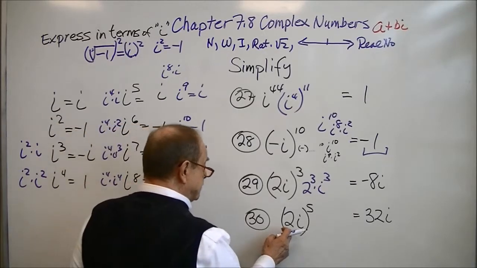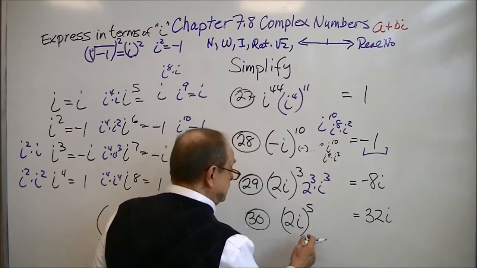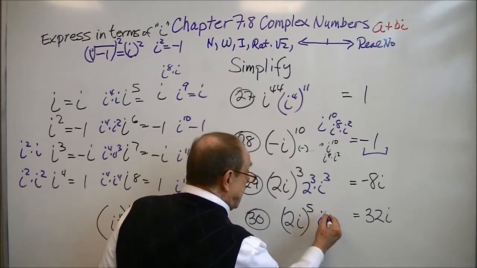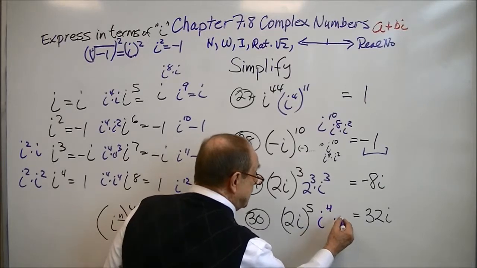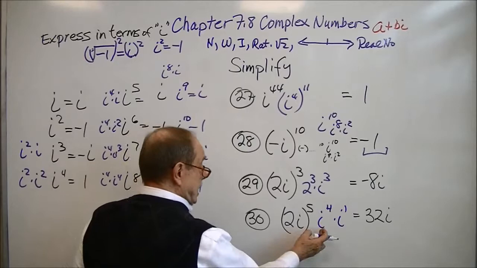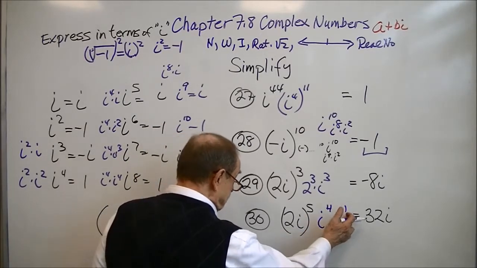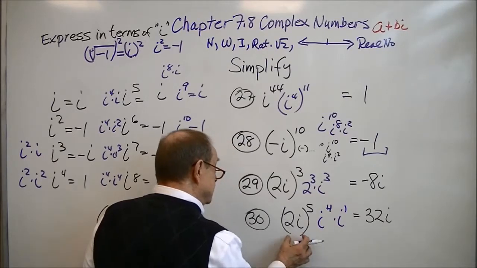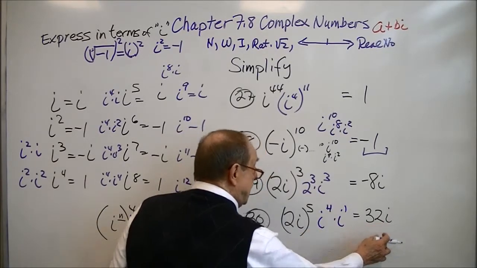And then here, 2 to the 5th is 32. i to the 5th is i to the 4th times i to the 1st. i to the 4th is 1. i to the 1st is i. So number 30 is 32i.